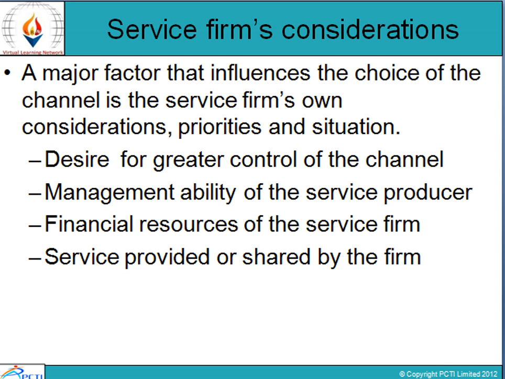Service firm's considerations. There are major factors that influence the choice of the channel in the service firm's own consideration. The first is the desire for greater control of the channel. The service firm may lay great store by the right service experience, where an encounter leads to a positive experience for the customer and finally customer retention, so it would like to take control of the service delivery process and therefore service distribution.